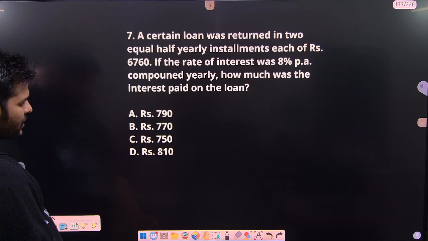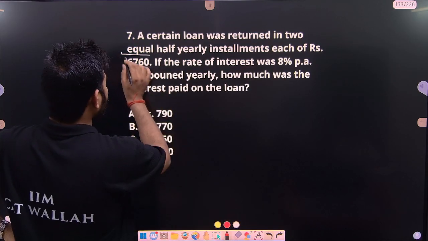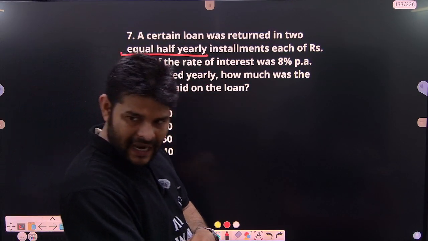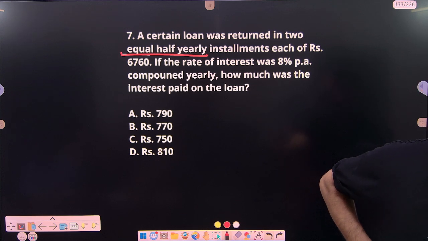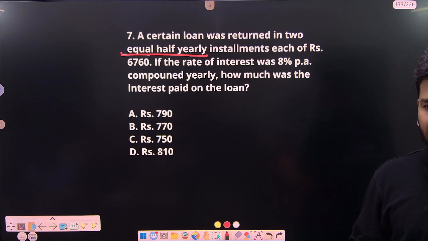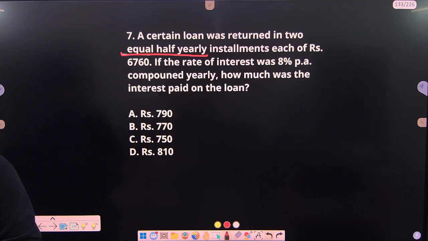Guys, take your time. The question says half yearly. So over here the installments which we need to pay are half yearly. When we need to pay half yearly installments, the question will change. Till question number 6, the installment which we need to pay is yearly. But in question number 7, we need to pay half yearly installments, meaning just after 6 months we need to pay the installment.